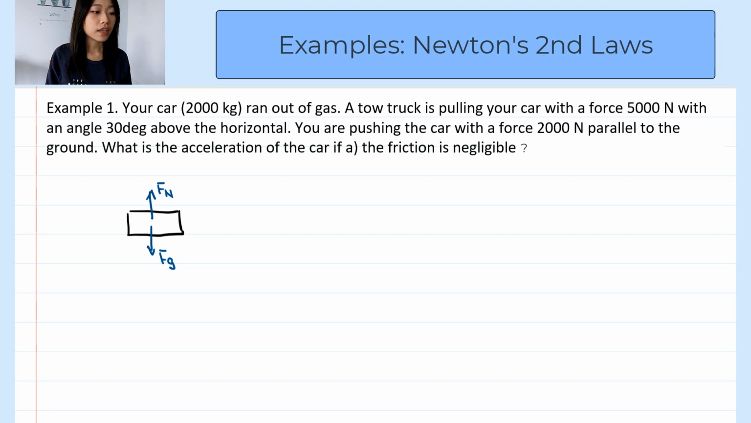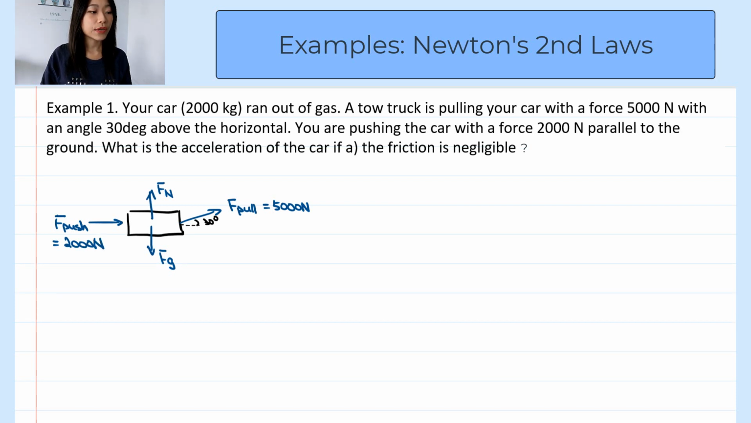And from the question, we know that the tow truck is pulling the car with a force of 5,000 newtons with an angle of 30 degrees above the horizontal. Let's call this force of pull. And this has magnitude 5,000 newtons, and the angle here is 30 degrees. Furthermore, you are pushing the car from the back with a force of 2,000 newtons. Let's call this force of push, and it has magnitude of 2,000 newtons.